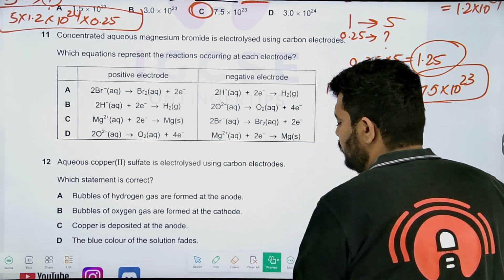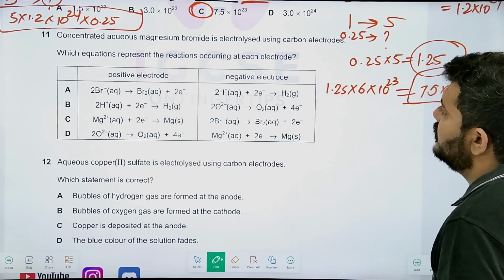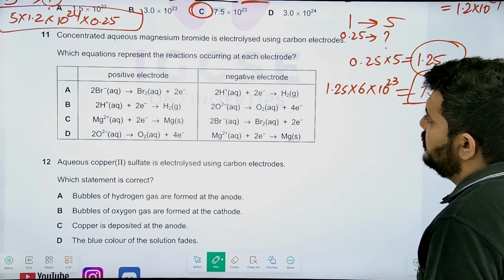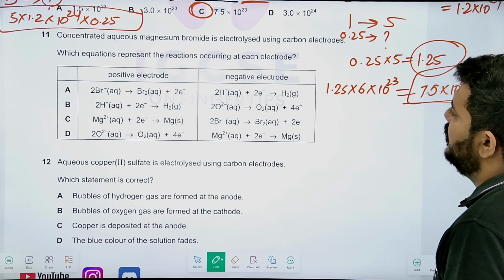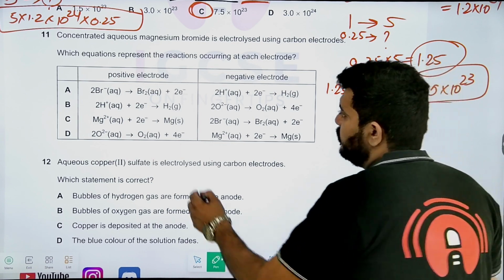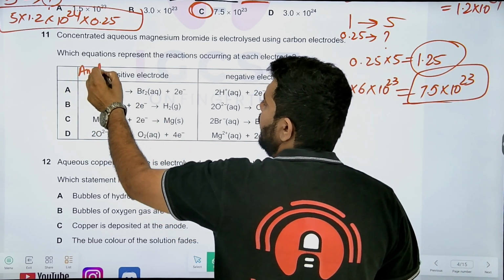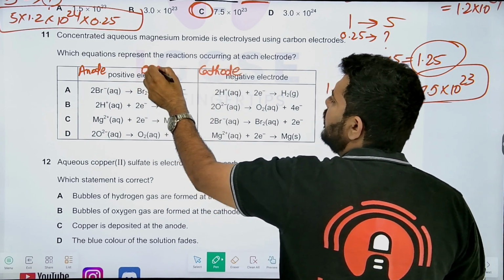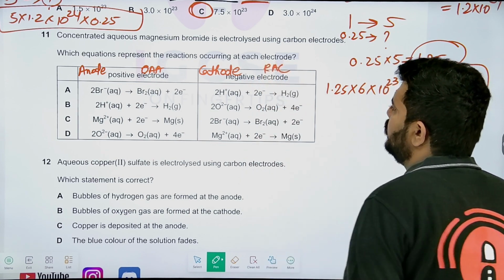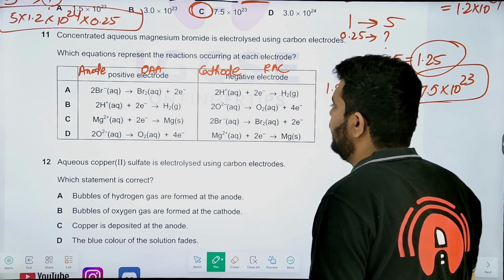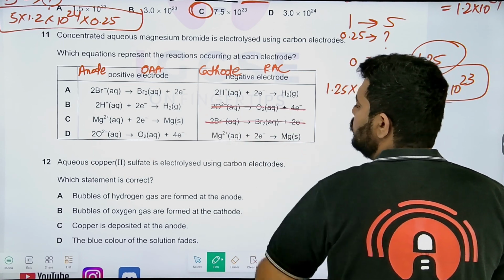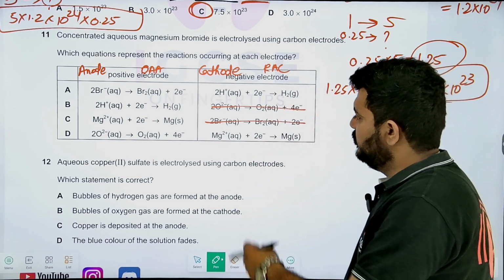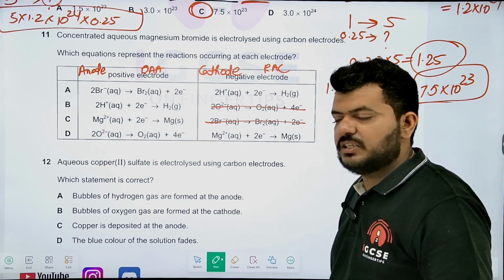Then we have concentrated aqueous magnesium bromide is electrolyzed using carbon electrodes. Which equation represents the reactions occurring at each electrode, right? So positive electrode is anode and negative electrode is cathode, right? Oxidation at anode, reduction at cathode. Reduction is gain of electrons. So straight away these two are losses of electrons. I can remove these two by just understanding the definition of reduction, right?